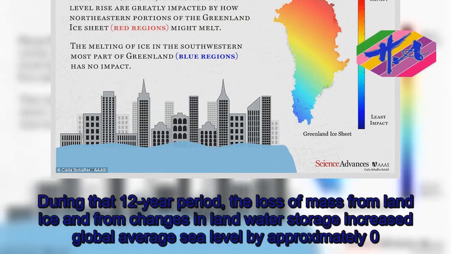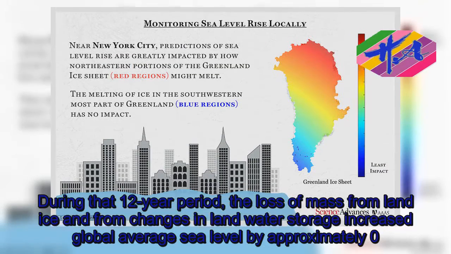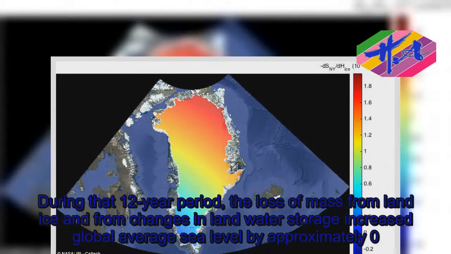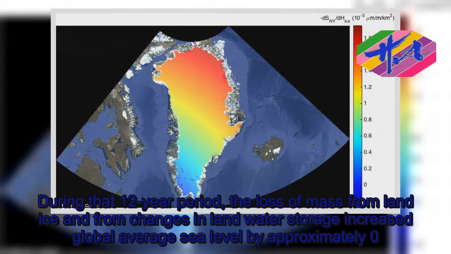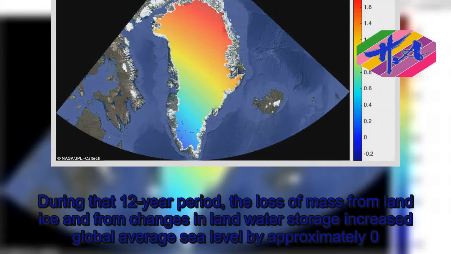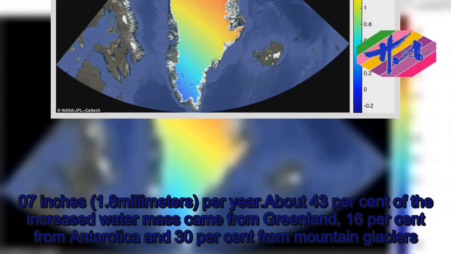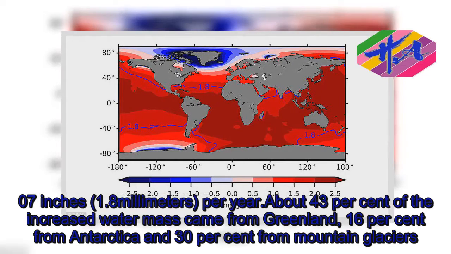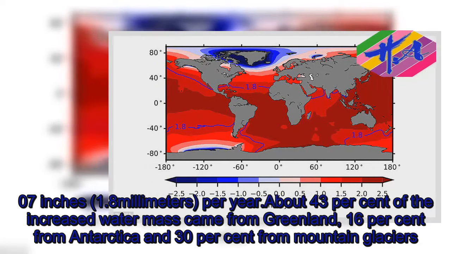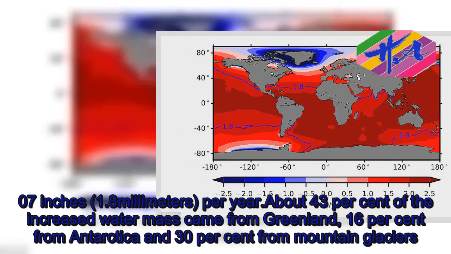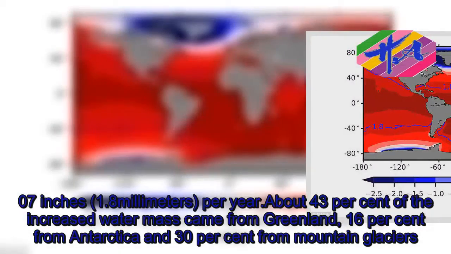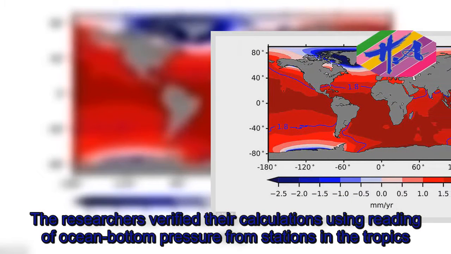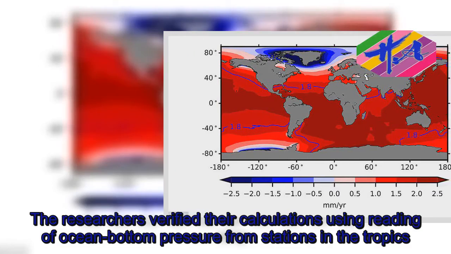During that 12-year period, the loss of mass from land ice and from changes in land water storage increased global average sea level by approximately 0.07 inches, 1.8 millimeters, per year. About 43% of the increased water mass came from Greenland, 16% from Antarctica and 30% from mountain glaciers. The researchers verified their calculations using readings of ocean bottom pressure from stations in the tropics.